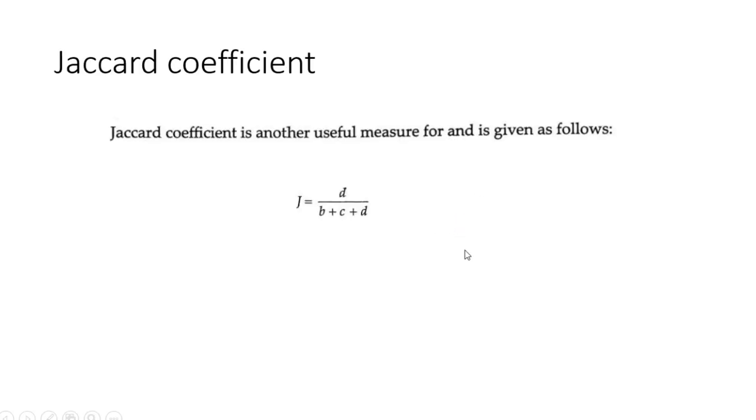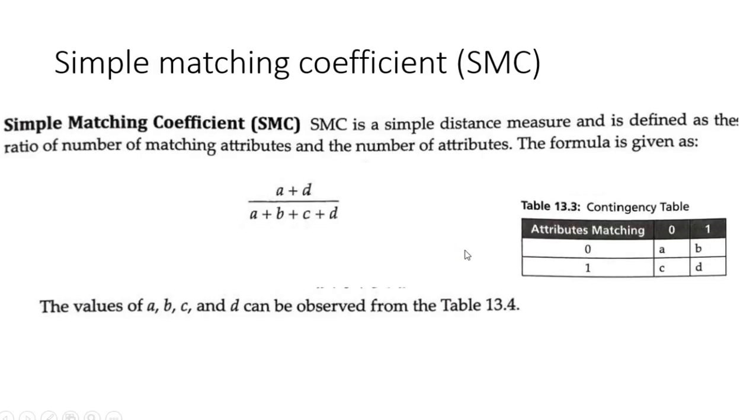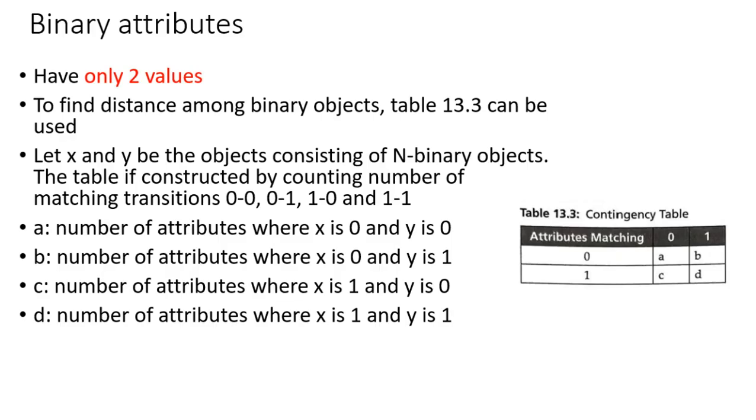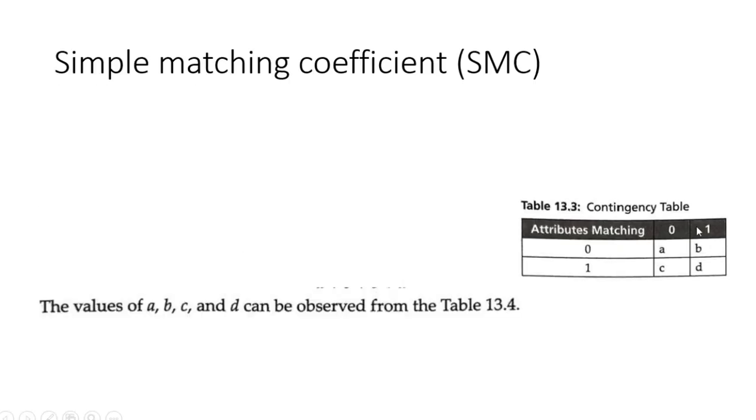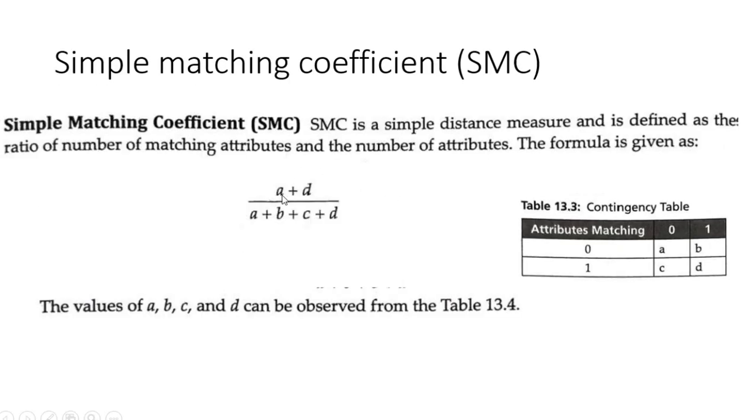There's one more called the Jaccard coefficient. This is also a useful measure, and the formula is like this. These are all proximity measures for binary attributes. So for binary attributes, the different proximity measures we have are, one, the simple matching coefficient, which is a plus d divided by the total number of attributes, right? And the other one is the Jaccard coefficient, where J is d divided by b plus c plus d.